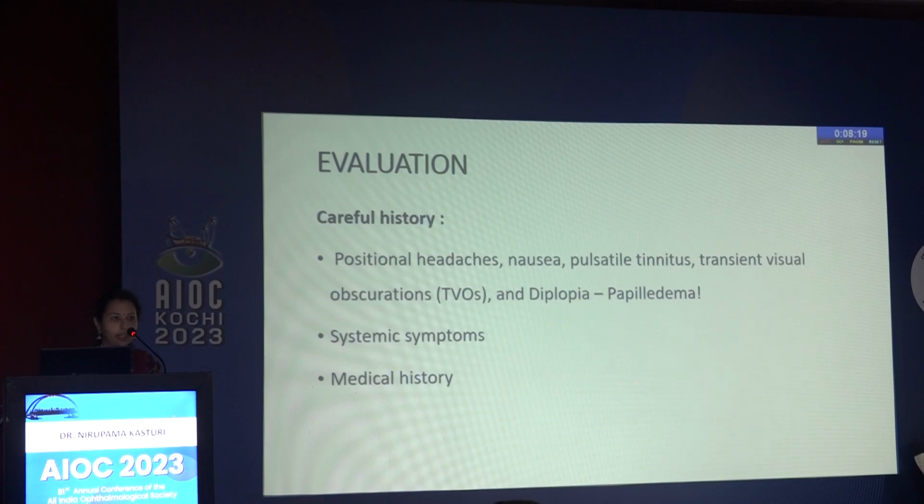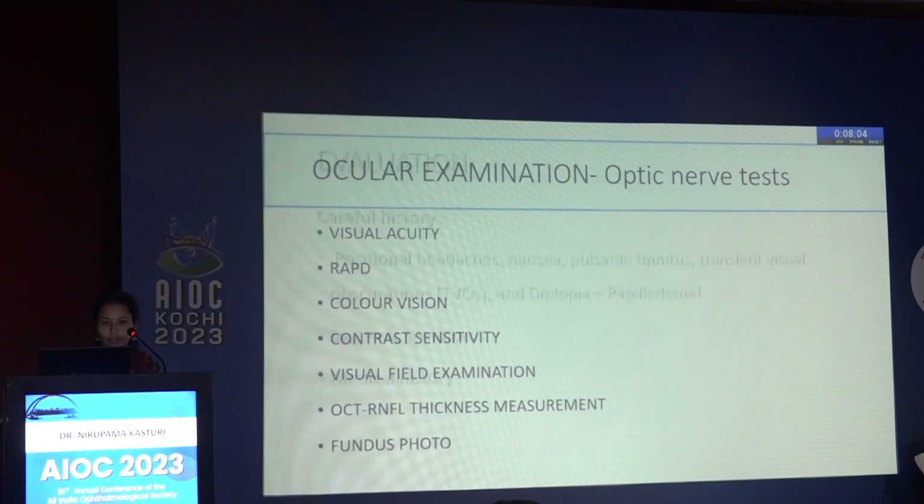Similarly, you also take a history of any systemic symptoms and also any medications like oral contraceptive pills or oral steroids or even vitamin A therapy. All these can also give rise to a benign intracranial hypertension.